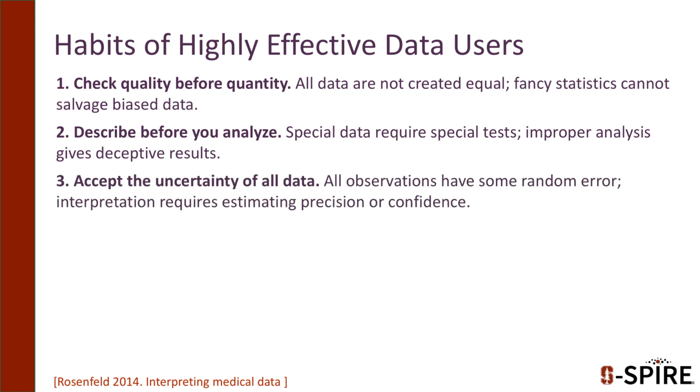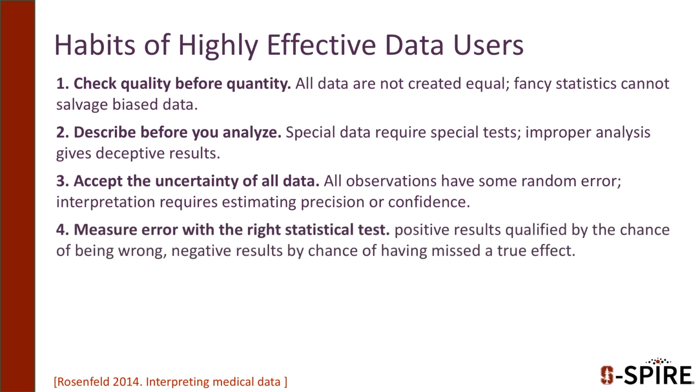Accept the uncertainty of all data. All observations have some random error, and interpretation requires estimating the precision or confidence so that we can properly interpret the estimates. Measure error with the right statistical test. Qualify your positive results by the chance of being wrong, and qualify your negative results by the chance of having missed a true effect.